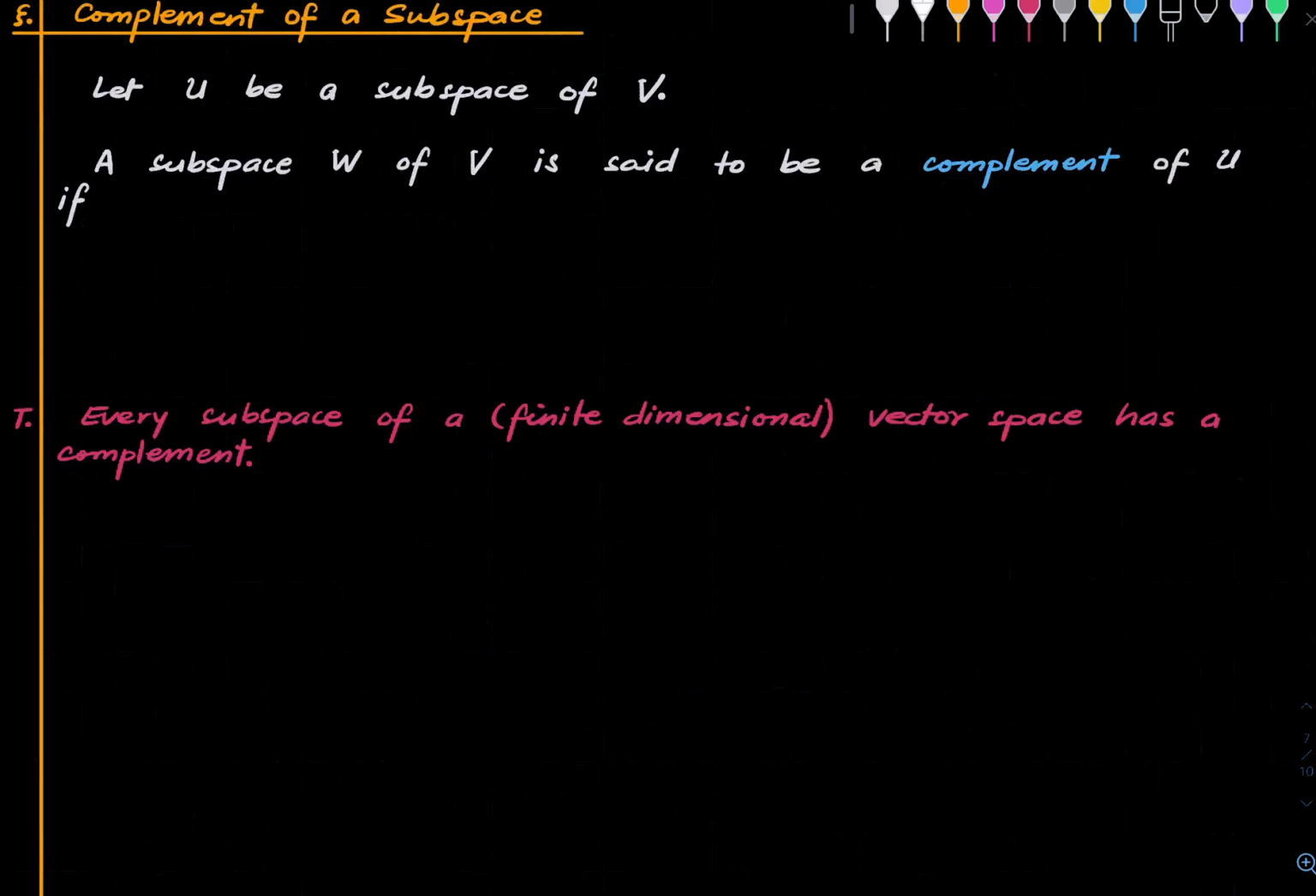So let U be a subspace of V. We say that a subspace W of V is a complement of U if V is the direct sum of U and W. That's the definition. So let's look at an example. We have R2. And suppose this is U.